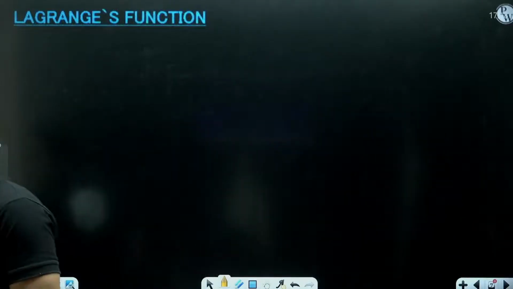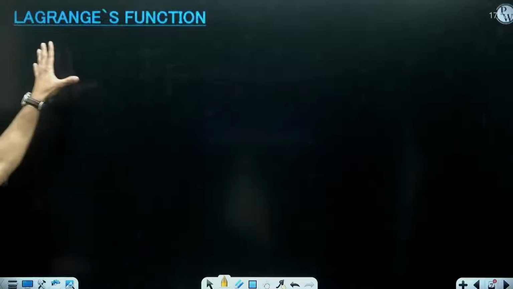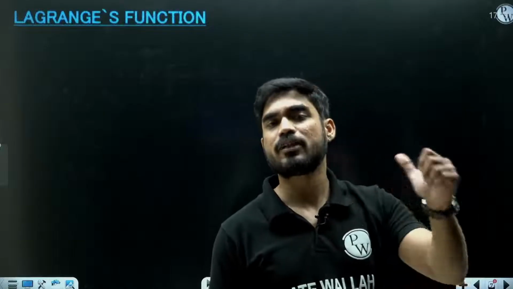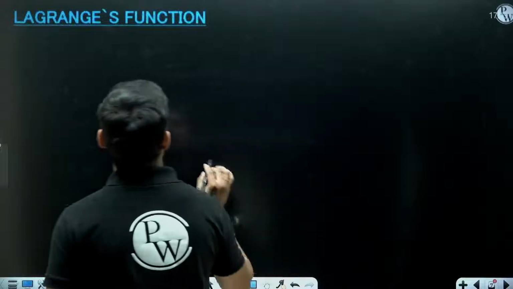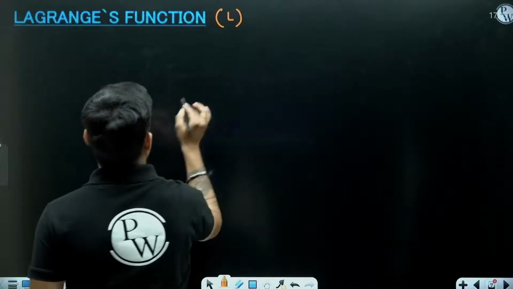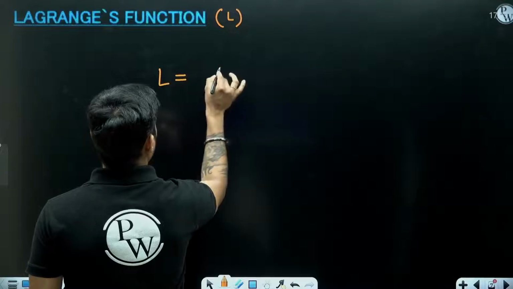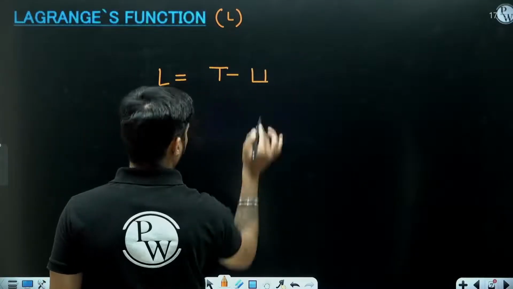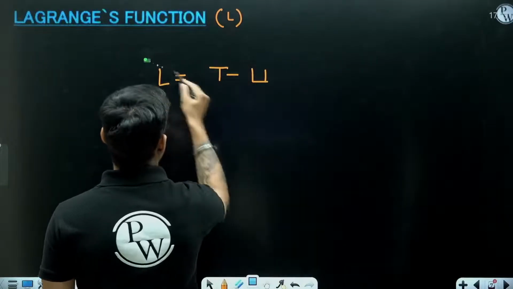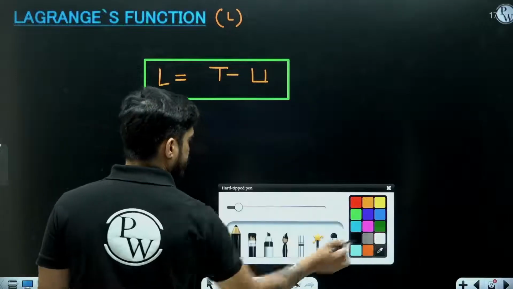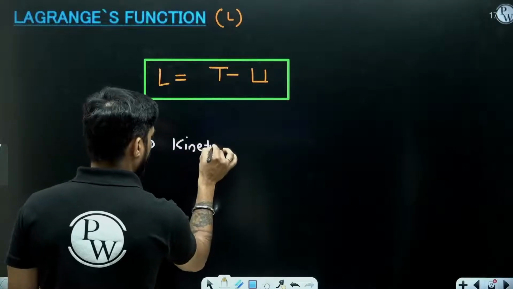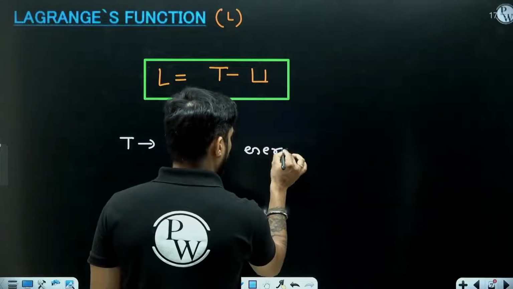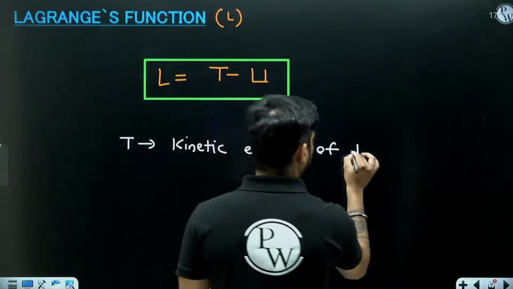Now, Lagrangian mechanics is based on the calculation of Lagrange's function. This is a parameter which is used to derive the equation of motion. Okay. Lagrange's function is denoted by L and it is given by T minus U. L is equal to T minus U. Now, what is T and what is U? Understand. T is the kinetic energy of the system.